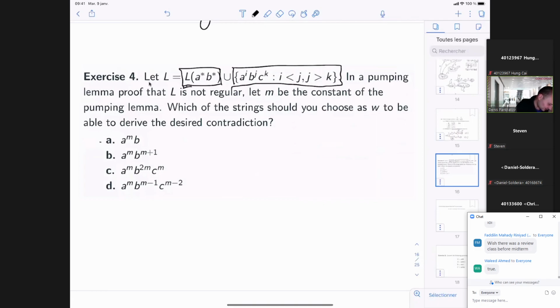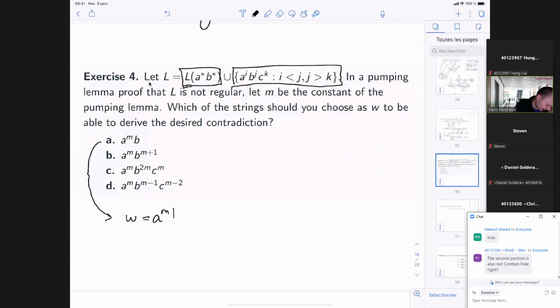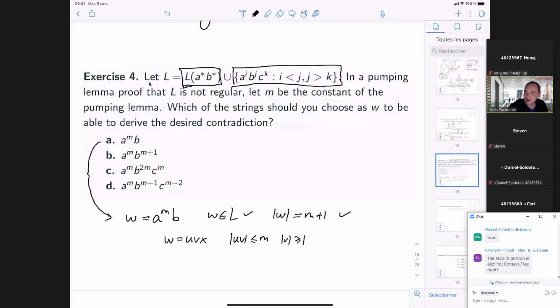So let's consider these options in turn. Suppose that you chose W to be the string A to the M B. This string belongs to the language, so that's fine. And its length is M+1. That's also fine. But the problem is that when you get to this decomposition, UVX, where the length of UV is at most M, the length of V is at least 1, and you try to pump the V part, what will happen is that you will just increase the number of A's.